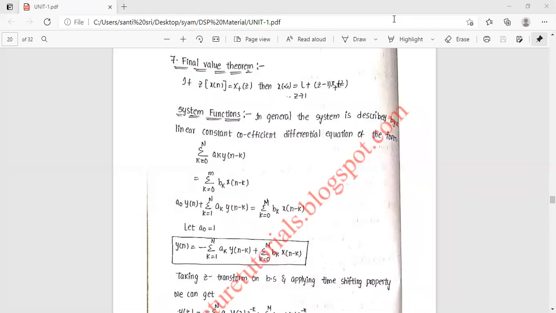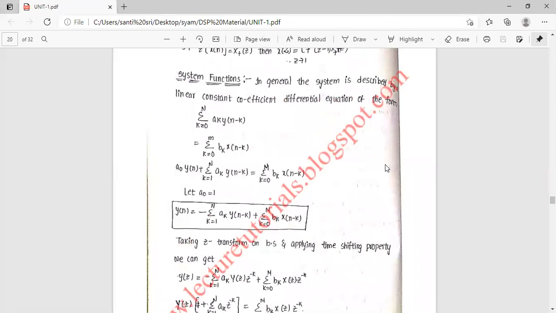In the last class, we discussed the system function and properties of Z transforms. What do you mean by system function? It is output by input. It is represented like this, in the form of a linear constant coefficient difference equation.